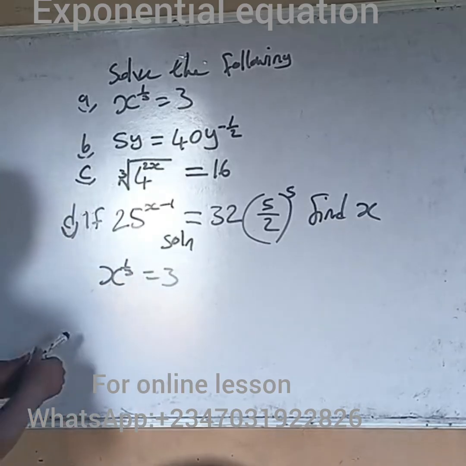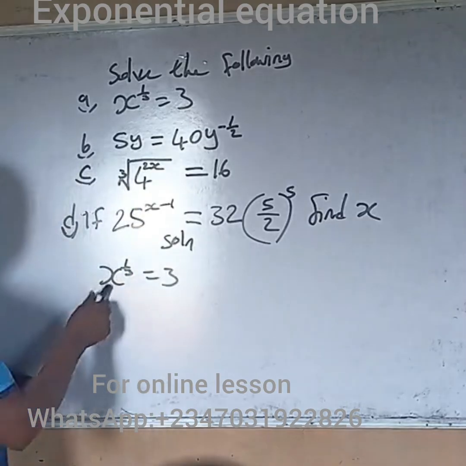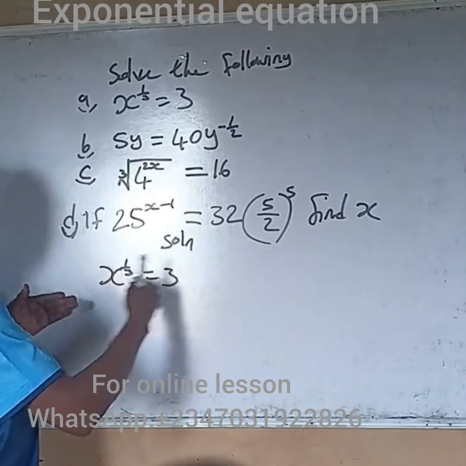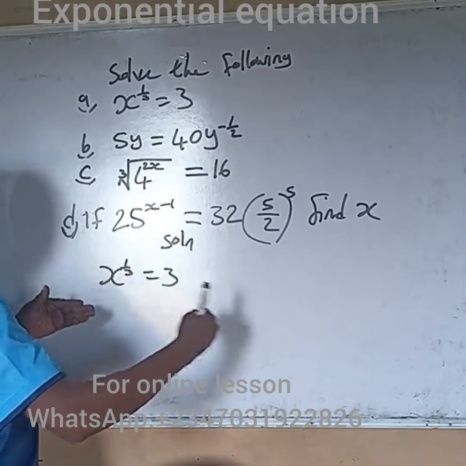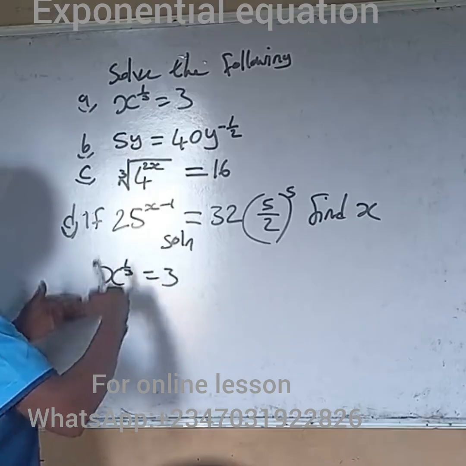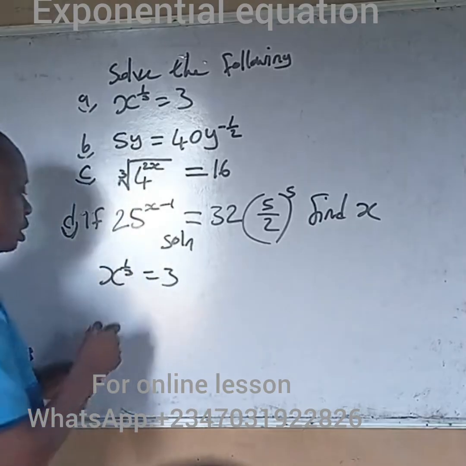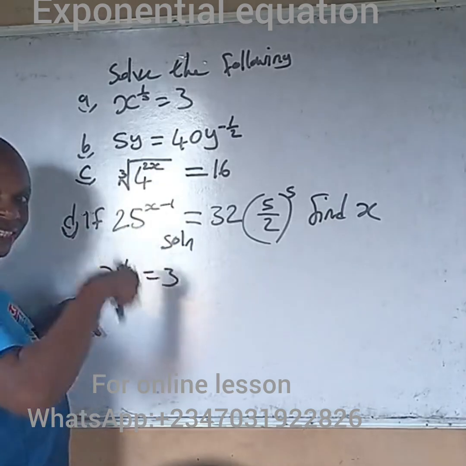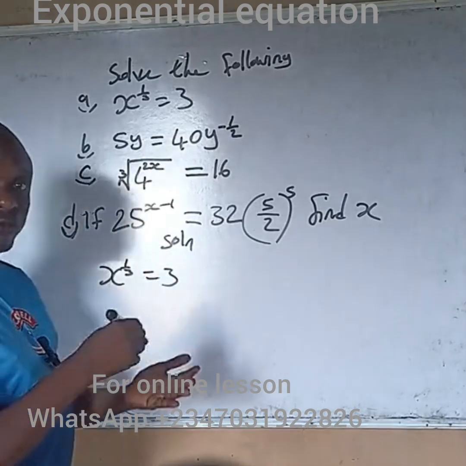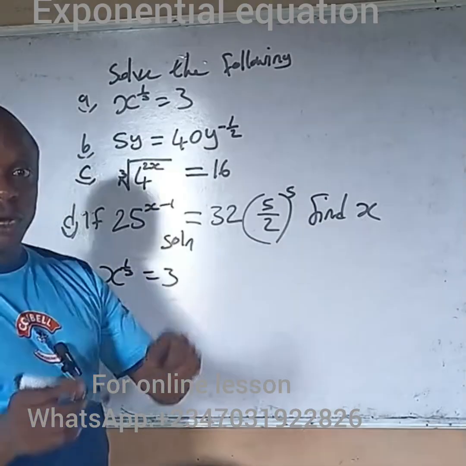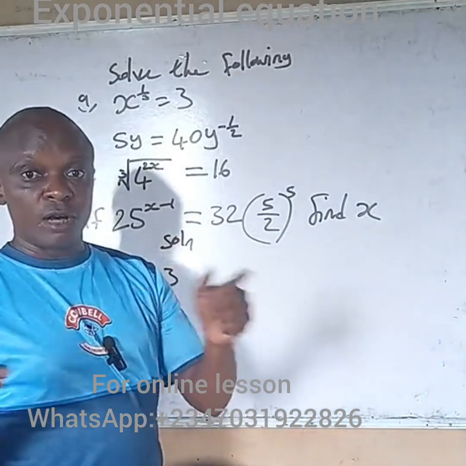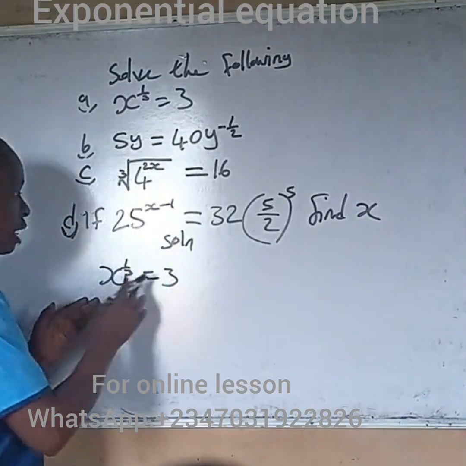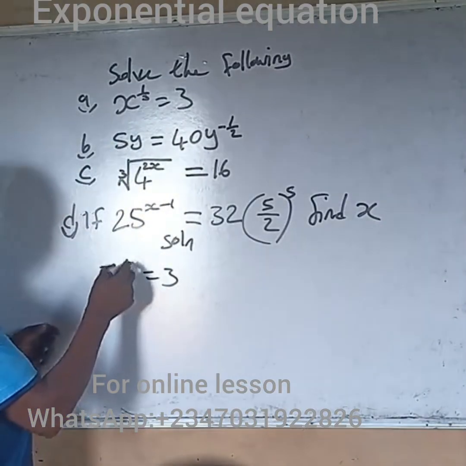Now the third law says that for us to get the variable, we will multiply the power of both sides by the reciprocal of the power of the variable. Now the power of the variable is 1 over 3. The reciprocal of 1 over 3 is 3. Take note of that. Reciprocal of 2 is 1 over 2. Reciprocal of 1 over 2 is 2. Reciprocal of 10 is 1 over 10. Reciprocal of 1 over 10 is 10.